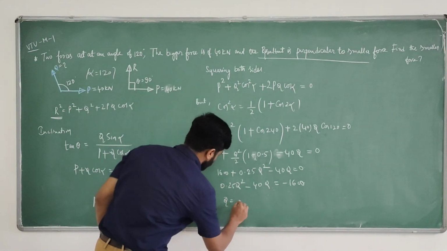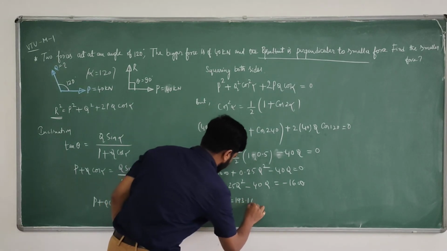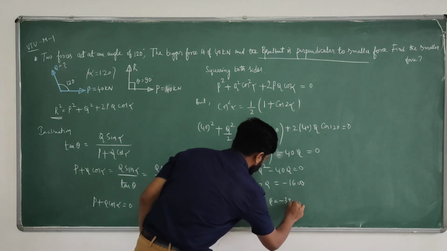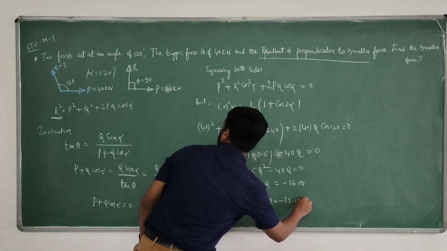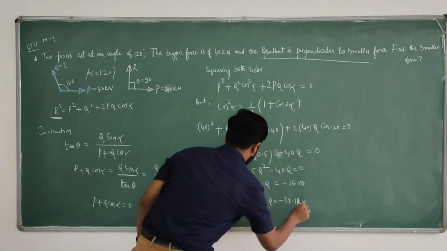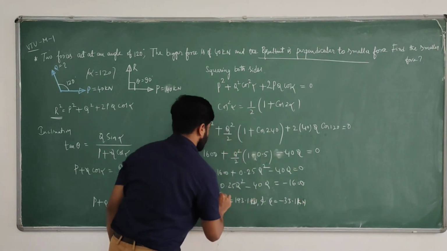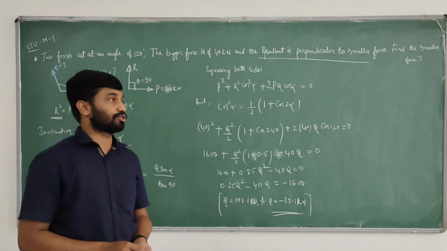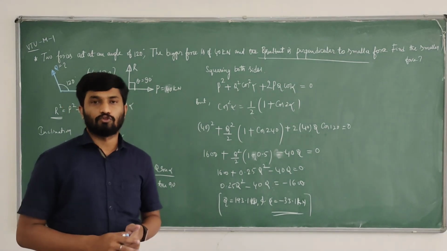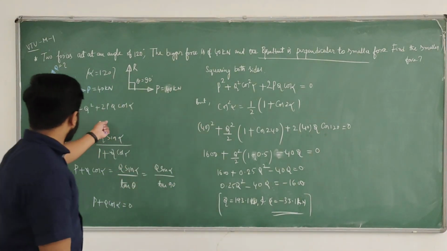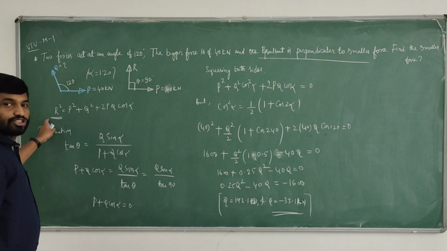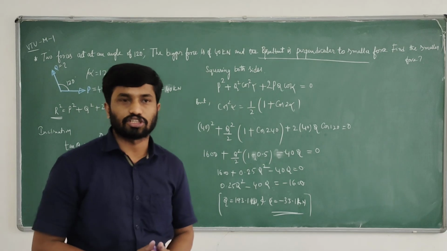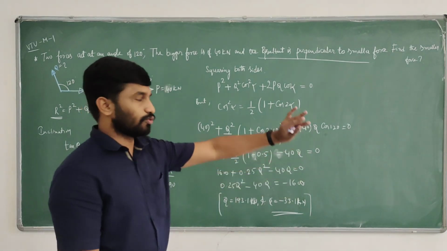We get two values: Q equals 193.1 kilonewton and Q equals 33.1 kilonewton. Consider the smaller value, so go with 33.1 kilonewton. It's the lesser force compared to P, which is 40 kilonewton. If it asked for the resultant, you would use these P and Q values in this equation and easily get the resultant value. But this problem is not asking for that, so you just stop over here.